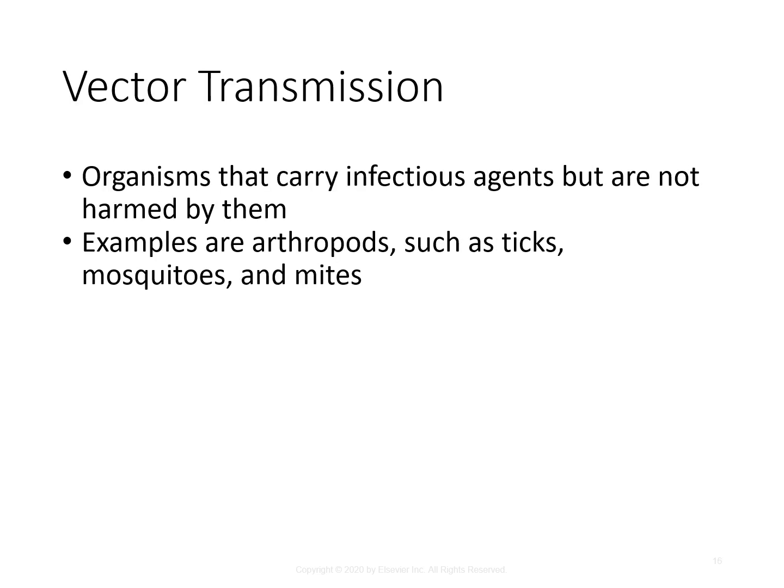Vector transmission involves organisms that carry infectious agents but are not harmed by them. Examples are going to be arthropods like ticks, mosquitoes, and mites. So examples of vector transmission can include Rocky Mountain spotted fever and Lyme disease from ticks. An example from mosquitoes would be malaria, and scabies can come from mites.